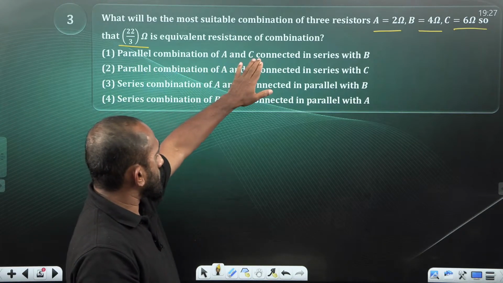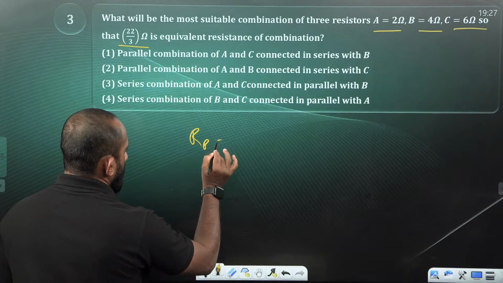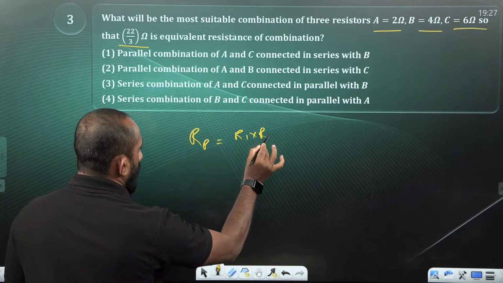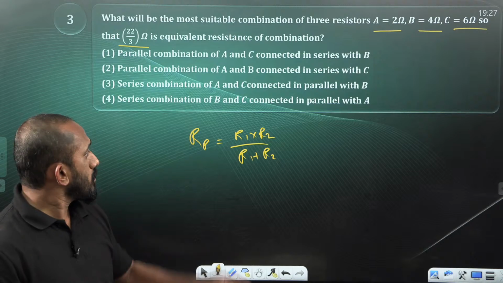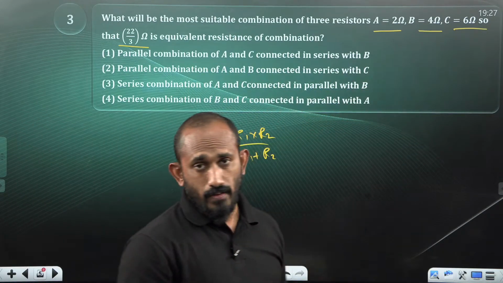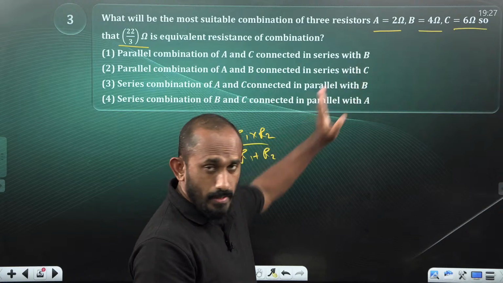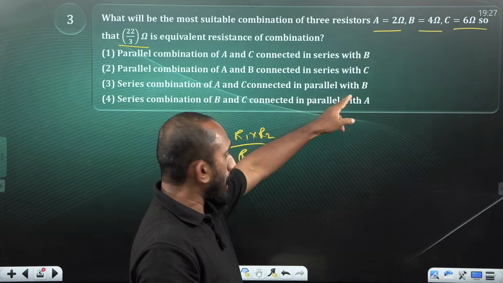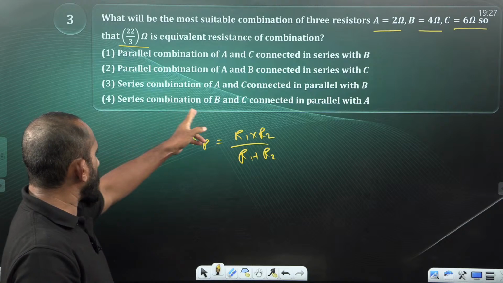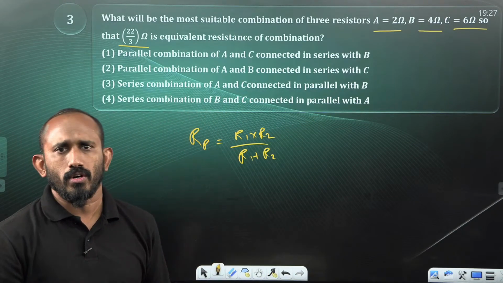Parallel combination of A and C connected in series with B. You know parallel combination RP is equal to R1 into R2 by R1 plus R2. You can use this shortcut because different values 2, 4, 6 are there. Then parallel combination of A and B connected in series with C. Series combination of A and C connected in parallel with B. Then series combination of B and C connected in parallel with A. So each combination you have to try.